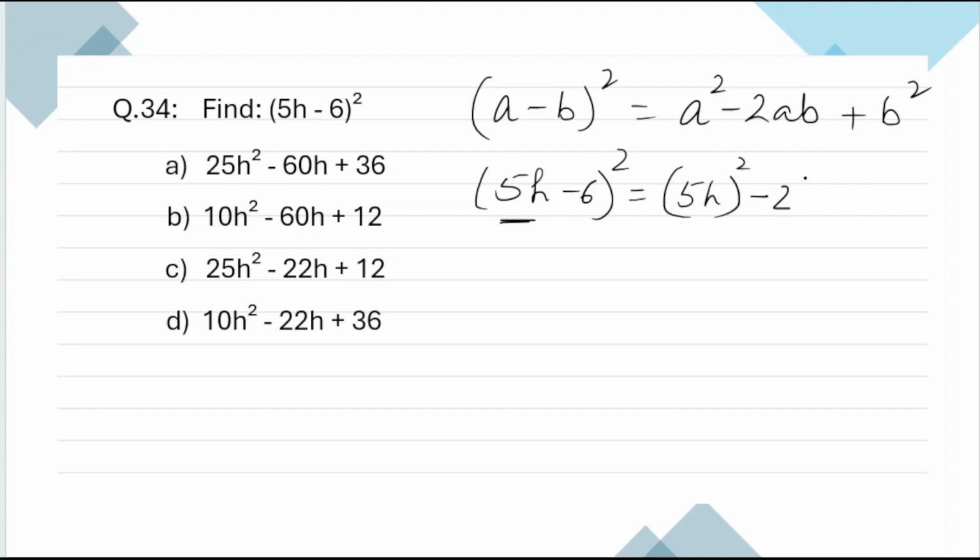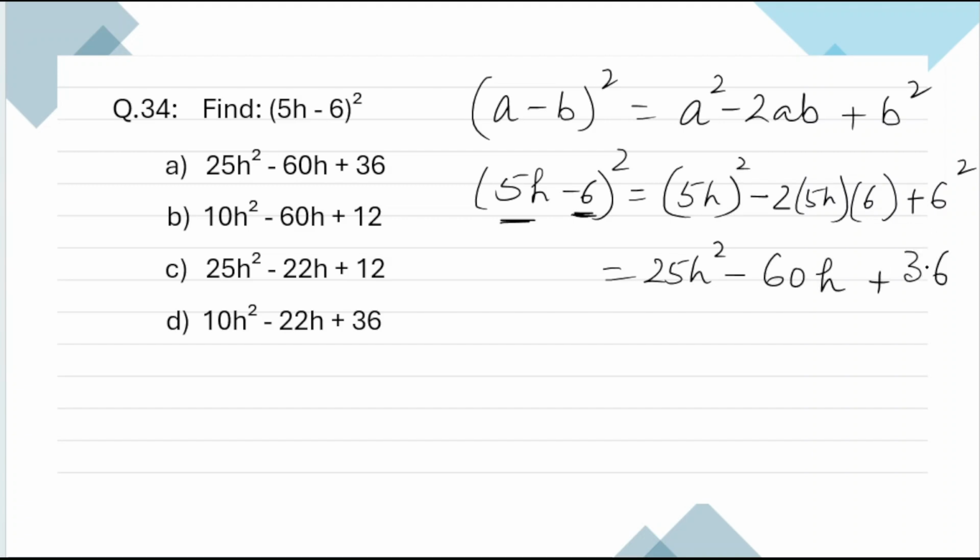A is 5h. So 5h. And what is b? 6. Plus b square. B is 6. So 6 square. So it gives me 25h square minus 2 times 5, 10, 10 times 6, 60. So minus 60h plus 6 square is 36. So option A is the correct answer for this question.